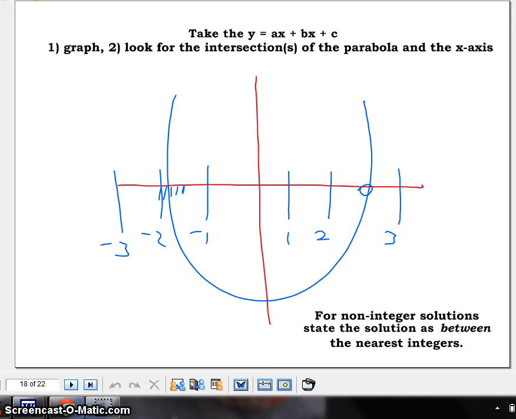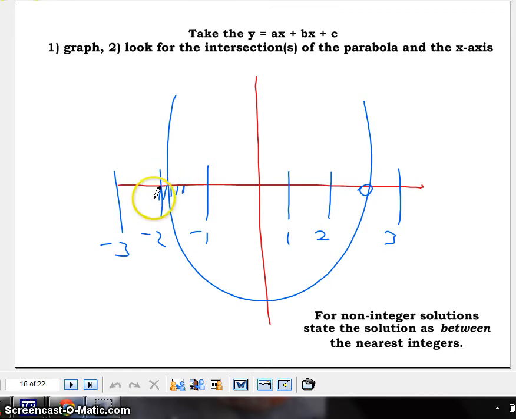What you're going to do is you're going to graph. You're going to look for those intersections of the parabola and the x-axis. Of course, you can get non-integer solutions, so you won't get a nice round 1, a round 5, a round 6, a -2. When you have those, you're going to state your answers as, oh, x is between these two integers.